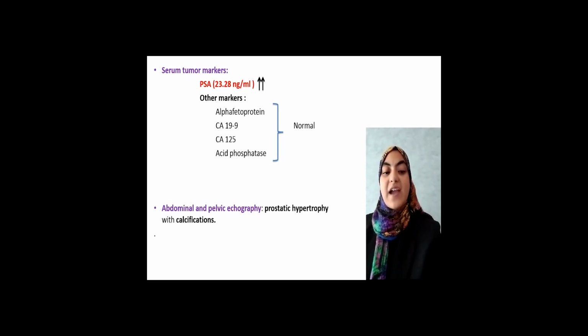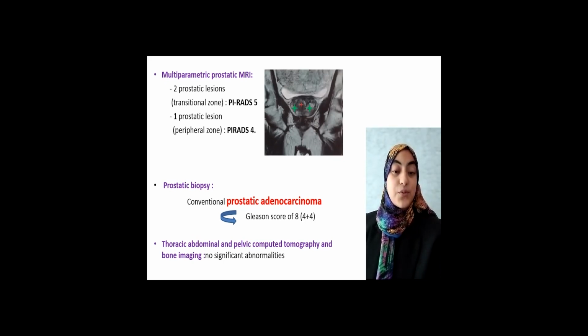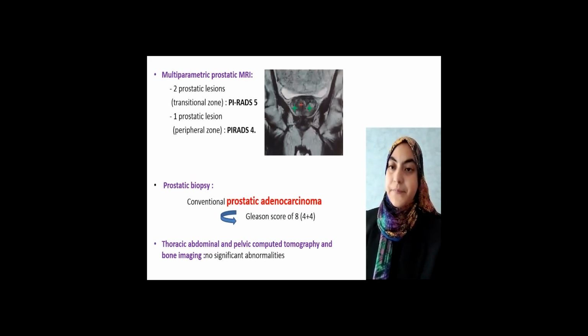So to better assess the prostatic volume, a multiparametric prostatic MRI was performed showing 2 prostatic lesions in the transitional zone, classified PI-RADS 5, and 1 prostatic lesion in the peripheral zone, classified PI-RADS 4. So a prostatic biopsy confirmed the diagnosis of a conventional prostatic adenocarcinoma with a Gleason score 8, 4+4. Thoracic, abdominal and pelvic computed tomography and bone imaging showed no significant abnormalities.